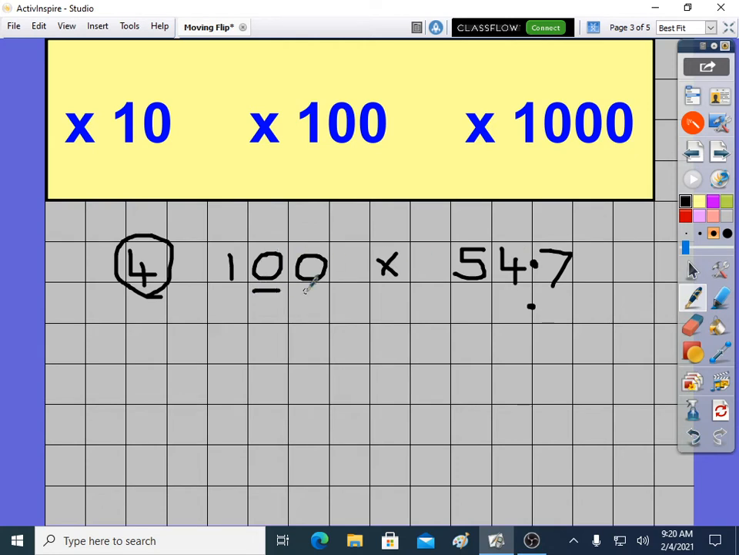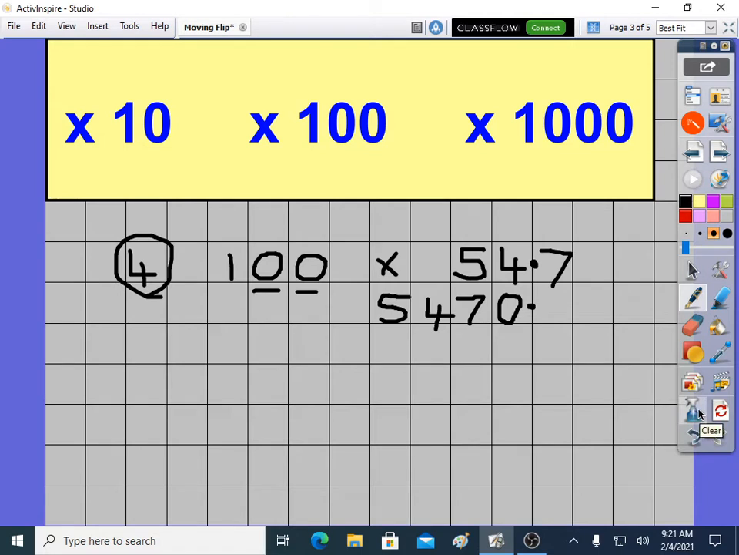So 100 is 2 places bigger. 5 goes 2 places bigger. 4 goes 2 places bigger. 7 goes 2 places bigger. You see why I do the decimal point? Because it tells you where to stop placing zeros. Because you fill in the gaps up to the decimal point. 5,470 we get. So that was moving method 4 times.